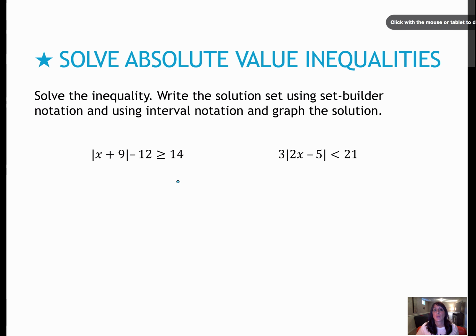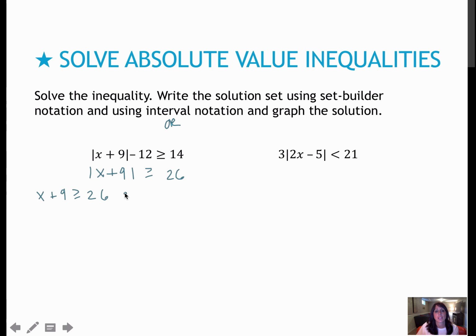For the first, before I did anything else, I would add the 12 to each side. And again, notice I haven't taken it out of the absolute value yet because I haven't written it twice yet. Now this is a greater question, and so I would write x plus 9 is greater than or equal to 26, or x plus 9 is less than or equal to negative 26. Solve each. That leaves me with x is greater than or equal to 17, or x is less than or equal to negative 35.